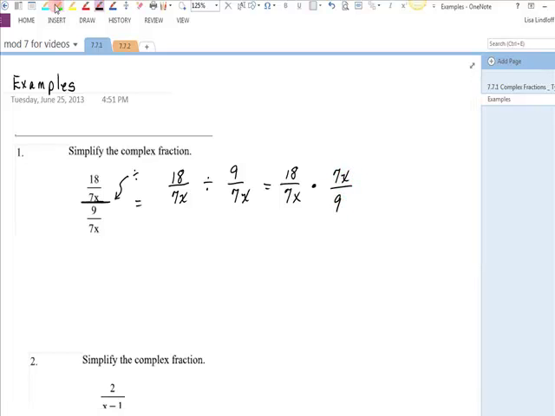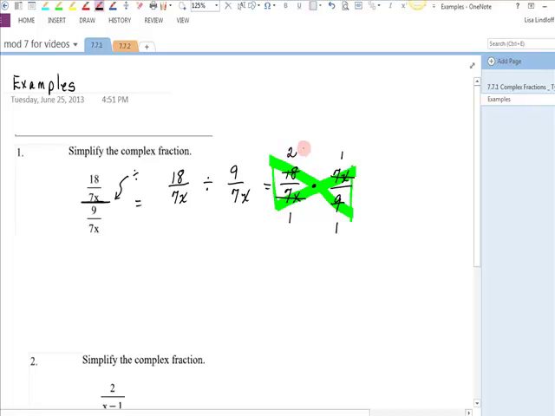Now we look, and sometimes I nickname this bow tie. We look this direction, this direction, this direction, and this direction to see if there's any reducing that we can do. And sure enough, 7x goes into itself once, 7x goes into itself once, 9 goes into itself once, 9 goes into 18 2 times. Multiply the tops for 2, multiply the bottoms for 1. You've got an improper fraction that simplifies to 2.